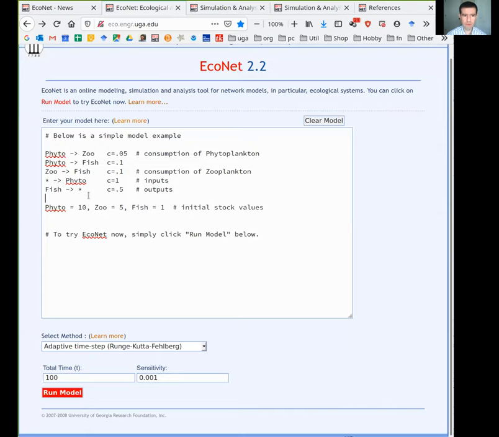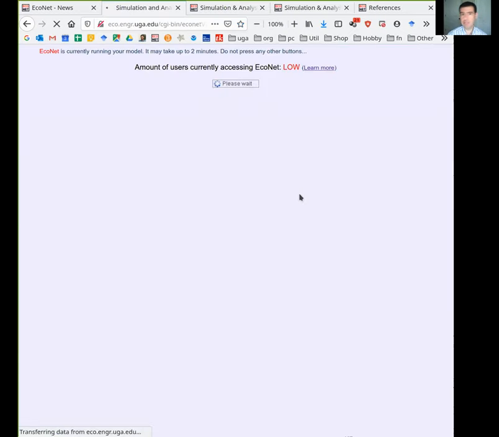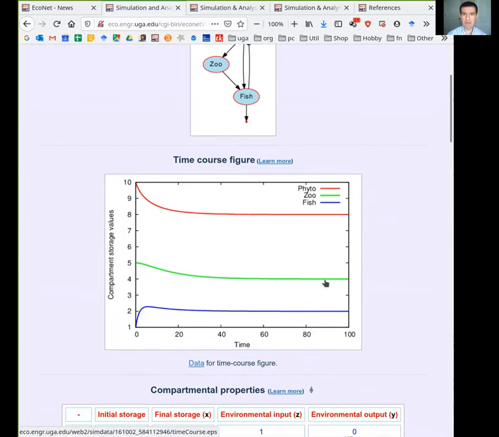So you can do that easily by, say, you want a flow from fish back to phytoplankton, and it has to occur at some rate, right? So here is that rate, and now hit run model again, and now we should have some cycling in the system, and right there it is, and that changed the values a little bit.